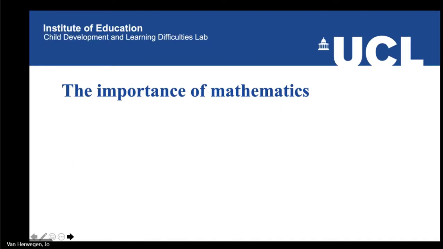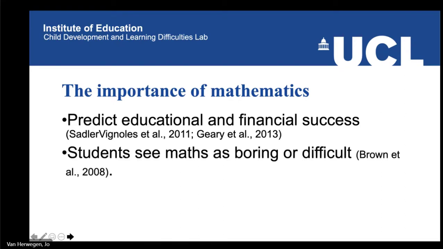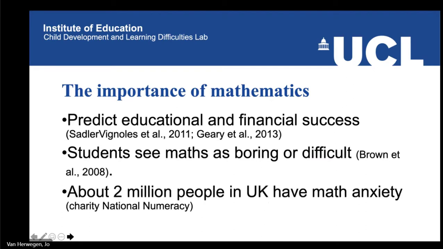So how important is it then that we focus on mathematical development within the early years, or very early onwards? Well, we know from longitudinal studies that mathematical abilities early on in life predict educational outcomes as well as financial success. We know in the UK that a number of students see maths as boring or difficult, and therefore, if you look at the mathematical pipeline, they often drop mathematics quite early compared to other countries.